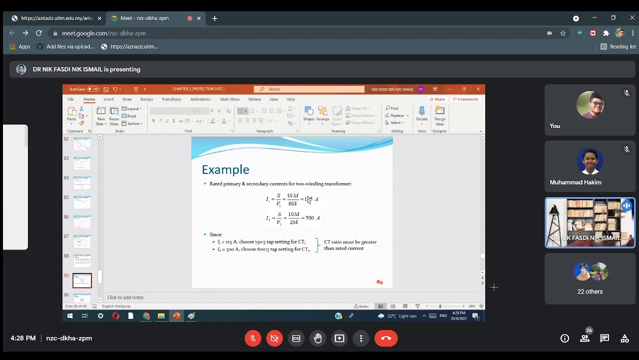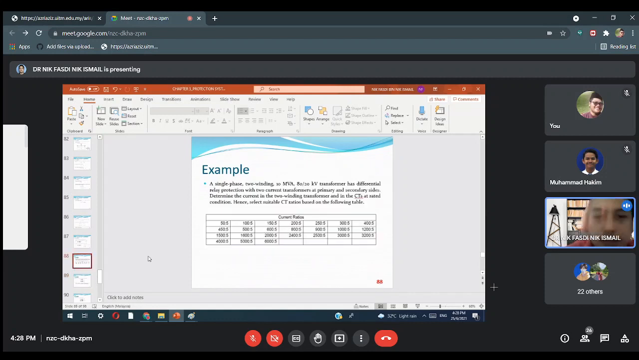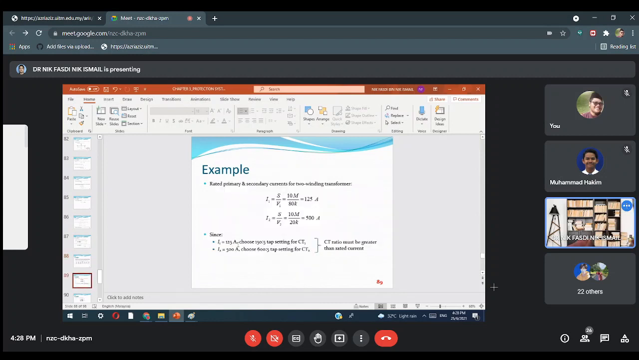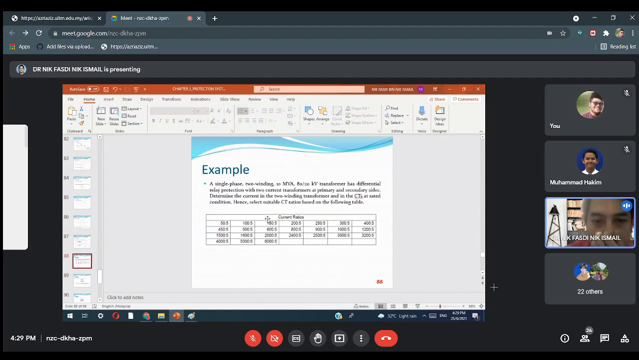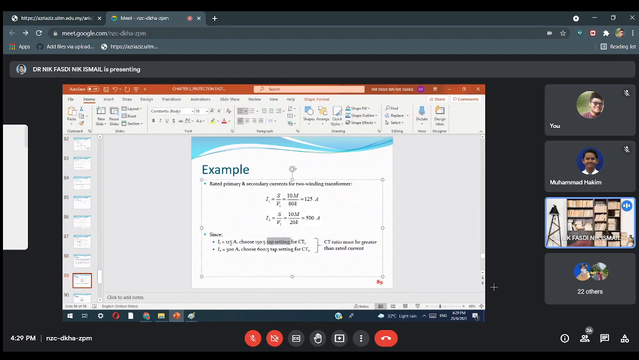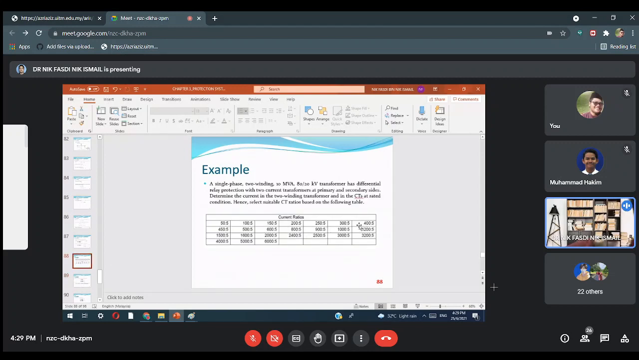So based on this current rating, we can choose the suitable CT ratio. The CT ratio must be greater than the rated current. For the first one, 125, back to this table, where does 125 fall? They start from 50, 100, 150. So the closest is 150 to 5. That's why here we pick 150 and 5. Then the tap setting, this is the tap setting of the ratio, this is the current ratio. I2 is 500 ampere. So for 500 ampere, the closest one is this one.